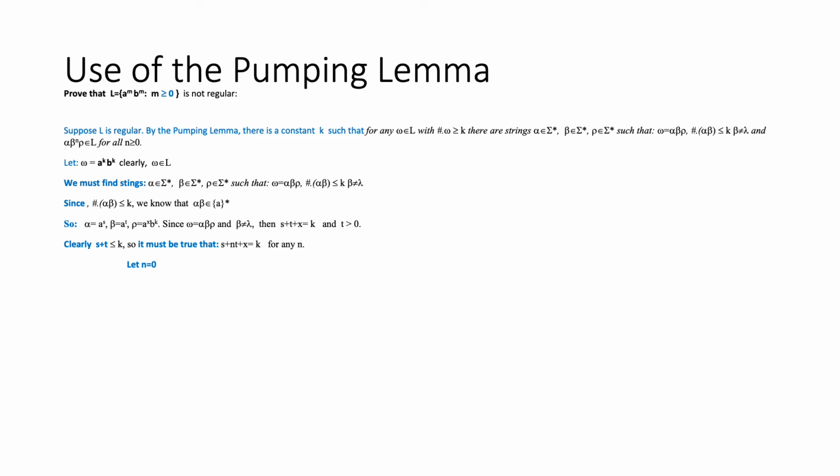Clearly, S plus T is greater than K. So then it should hold that S plus NT plus X is equal to K for any n. You don't really have to prove it. You see that the only n that will work is 1. But to have a correct proof, we have to show an n for which it doesn't work. We could choose 2, we could choose 100, but let's choose n equals 0.